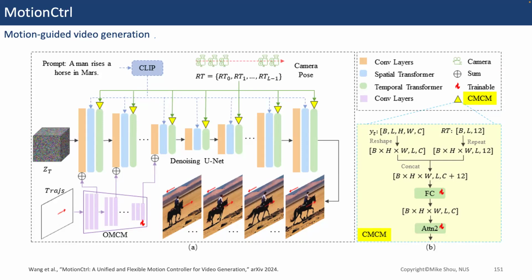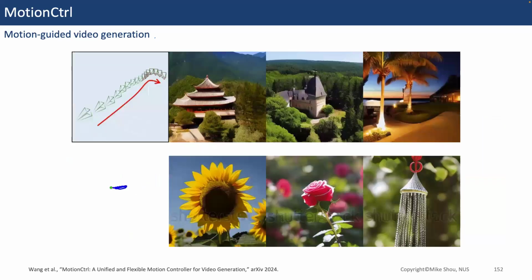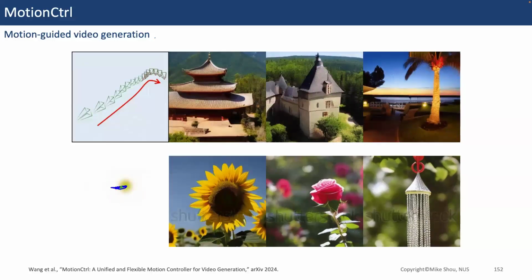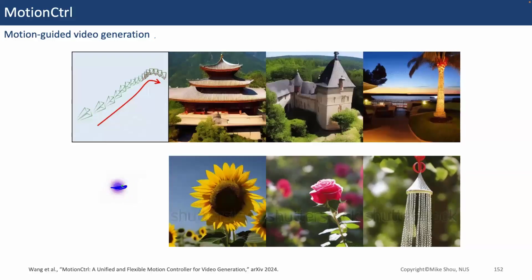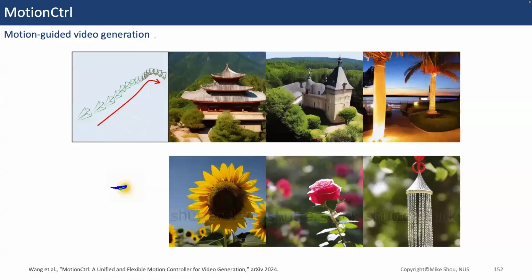a pose sequence, so-called RT. They are injected into the temporal transformers by appending the RT to the input of the second self attention module. And they apply lightweight, fully connected layers to interact the camera pose feature for the subsequent processing. And they handle the object trajectory in a different way, using an additional adapter to encode the trajectory information. And here are some results of the motion control, which is capable of generating video with specific trajectories, either on the object or the camera pose.